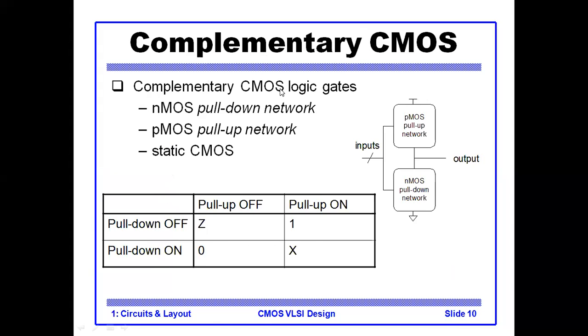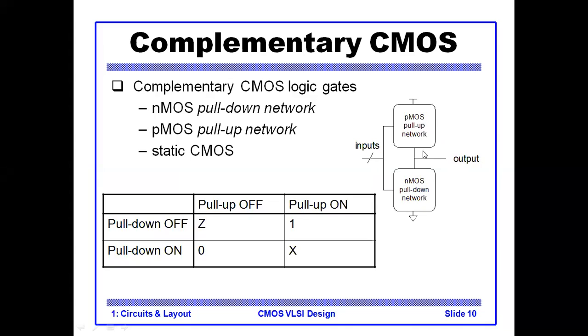Okay. So, complementary CMOS logic gates. Here you can understand how to implement complementary CMOS. This is the PMOS pull-up network, and this is the NMOS pull-down network. By connecting the inputs to the pull-up and pull-down networks, we apply the inputs and collect the output by connecting the output terminal of the pull-up and pull-down.